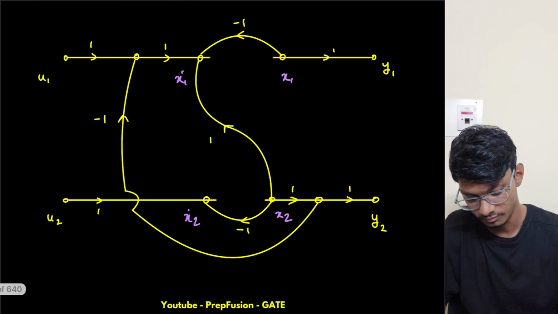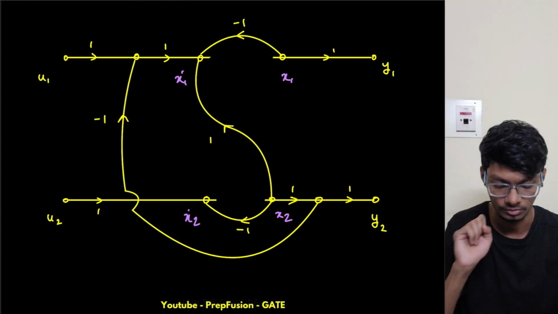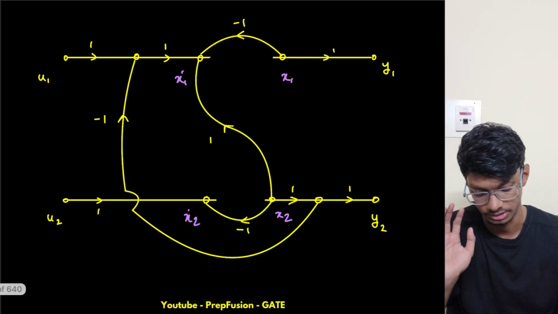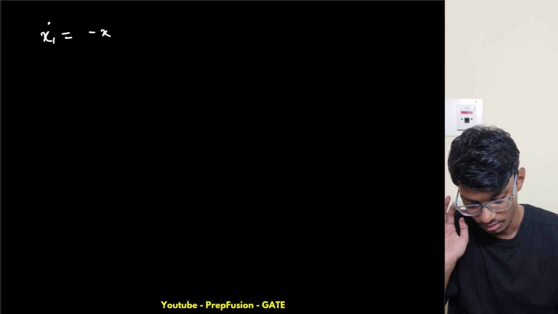So I can write that this x1 has only one forward path, that is this -1. Does it have any other forward path? No, it doesn't, right? So it will be minus x1.